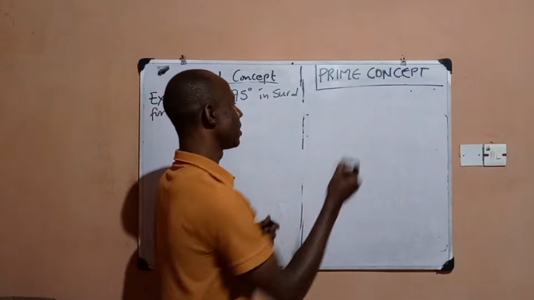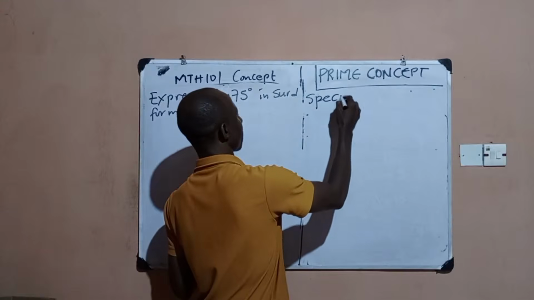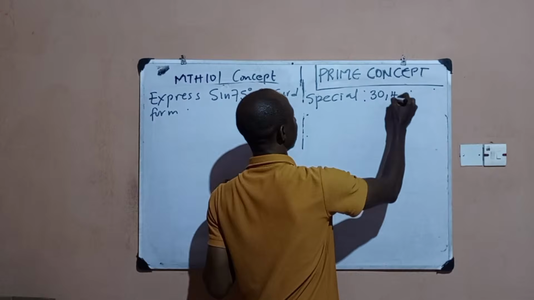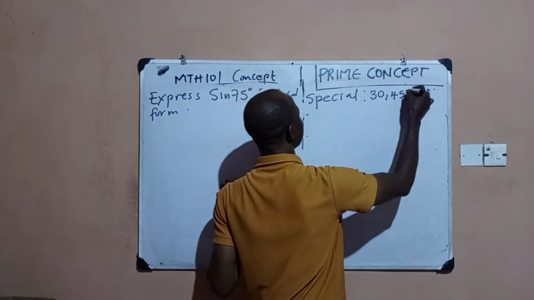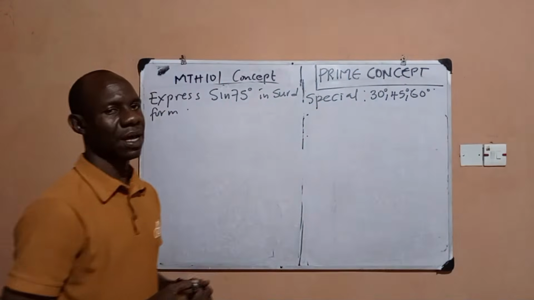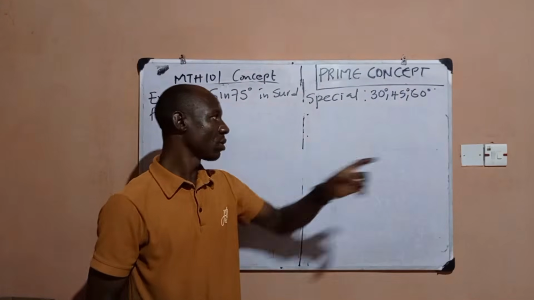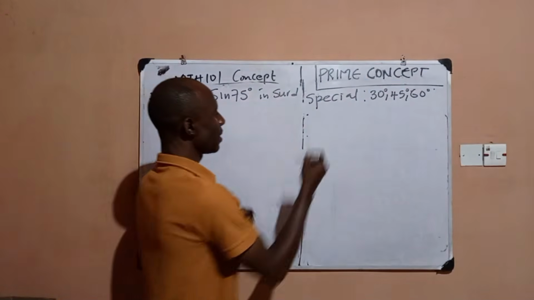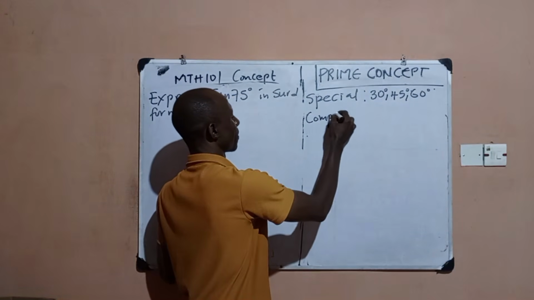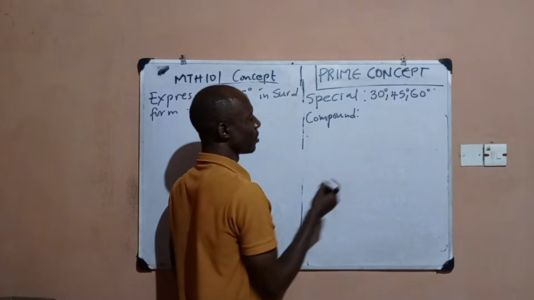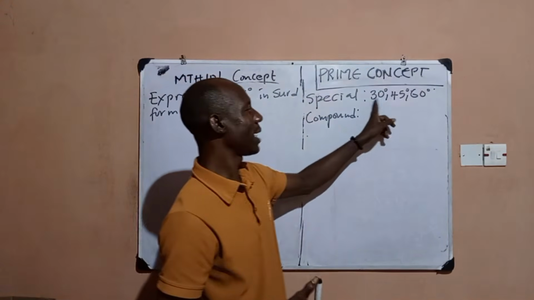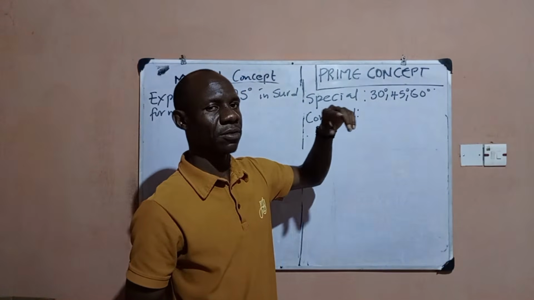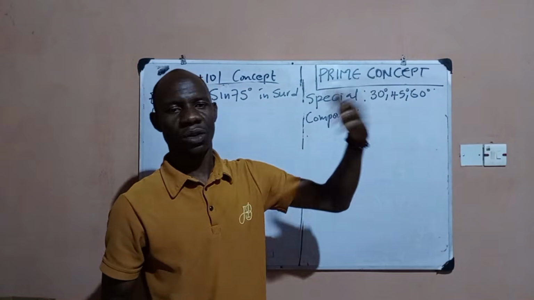This is what I mean. Special angles will include 30, 45, 60. These are the basic special angles you have. So whenever you hear of special angles, we're talking of 30, 45, and 60. Then what are compound angles? Compound angles are any angle you can get by combining any of these three. So we'll be combining two for your level. It's either you combine them by addition or subtraction.